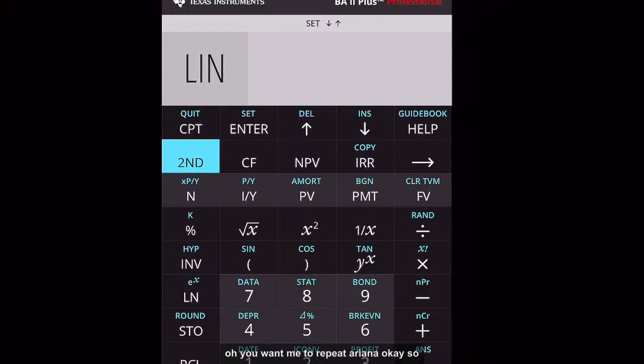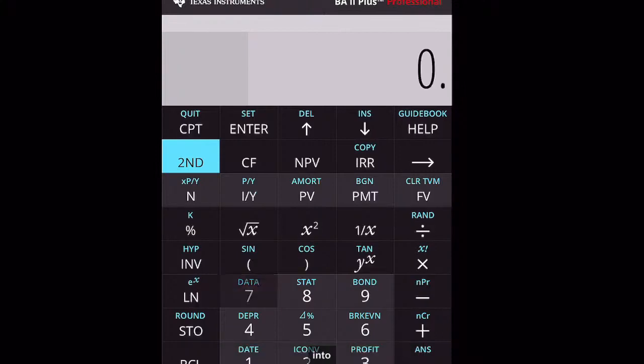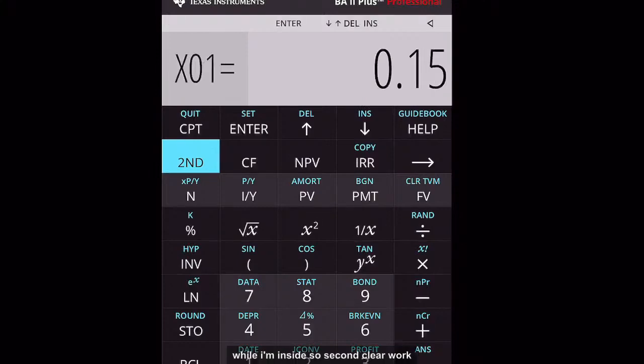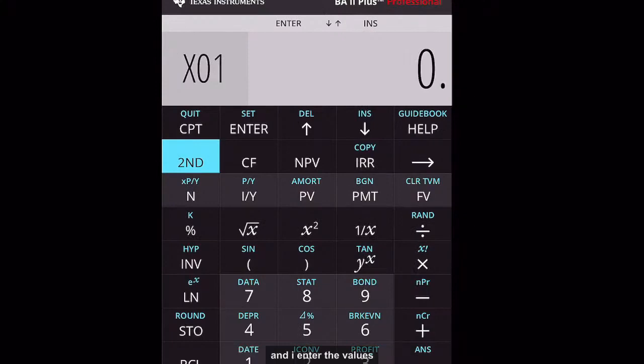Oh, you want me to repeat, Ariana? Okay, so let's clear: second, clear work. Sorry, I have to go into second data, and I have to clear it while I'm inside. So second, clear work. And I enter the values.